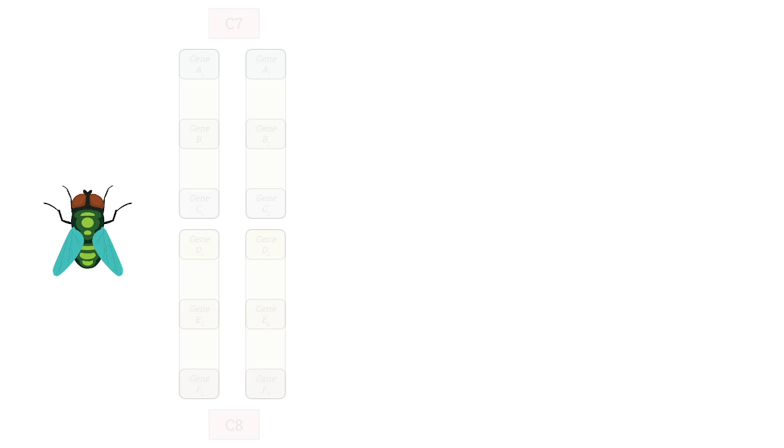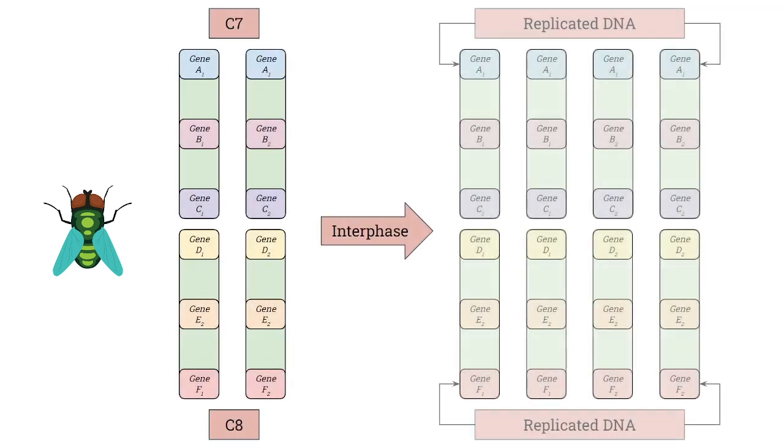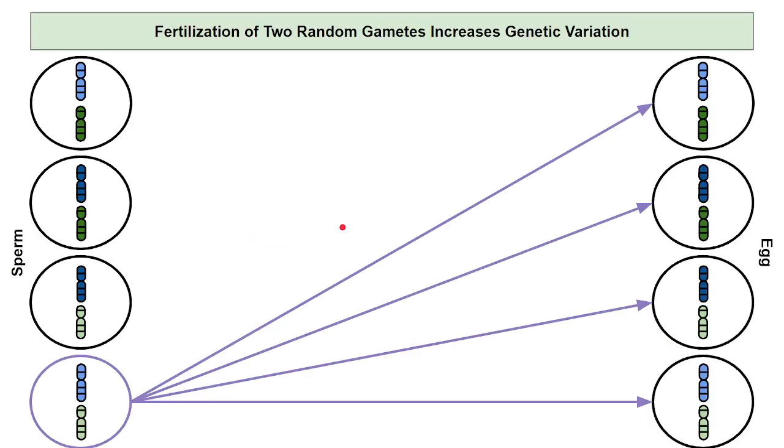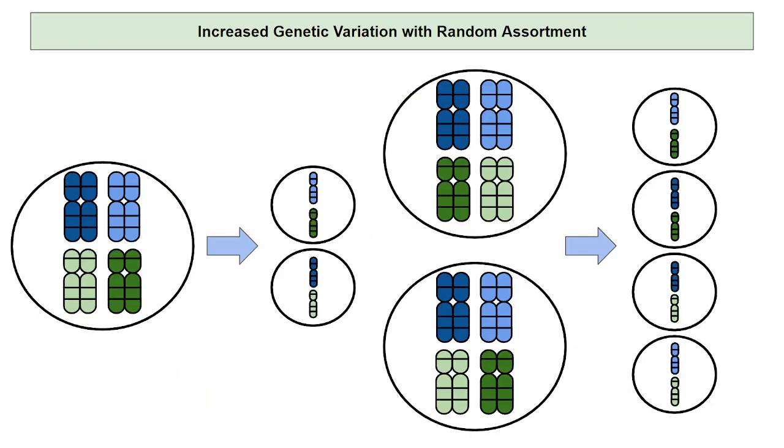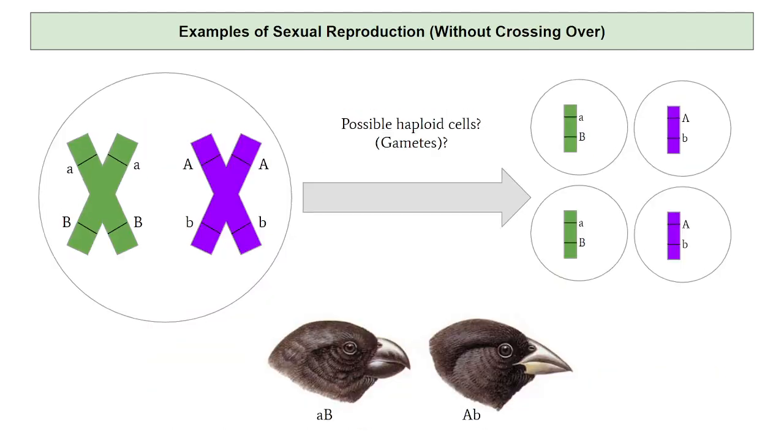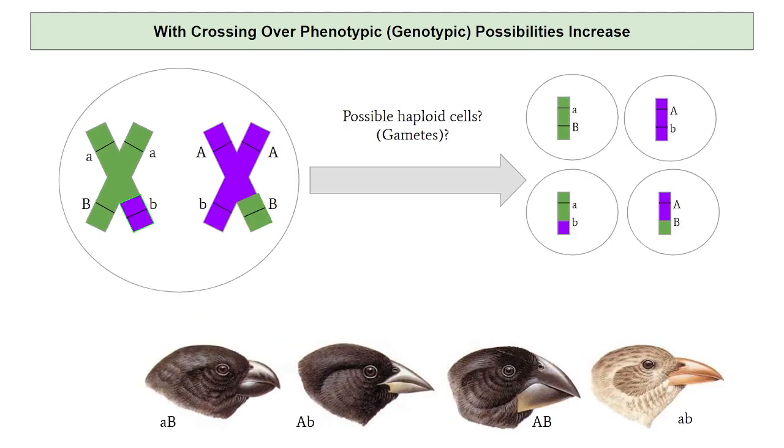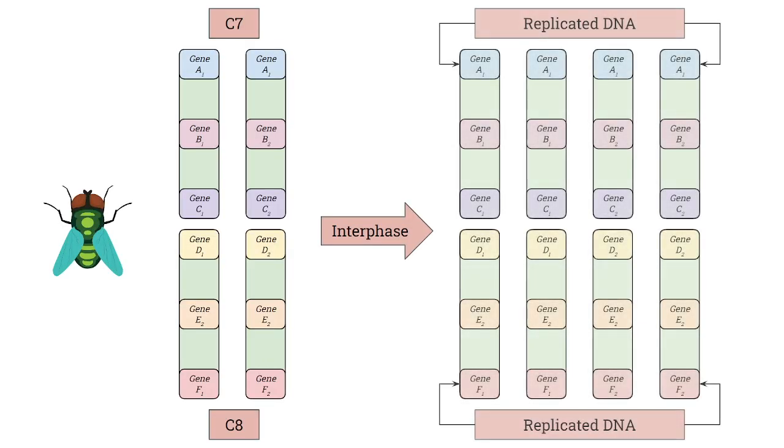Okay. Now, tomorrow, we're actually going to look at a fly example and see how these 3 different things of fertilization, random assortment, and crossing over all can impact a population of flies in terms of what genes they are passing on.